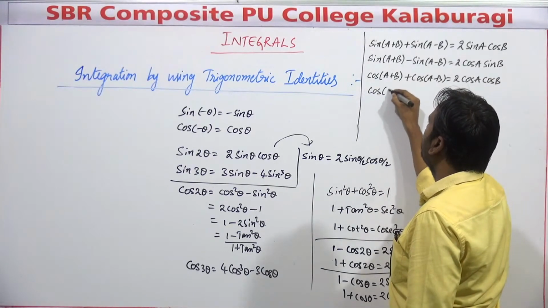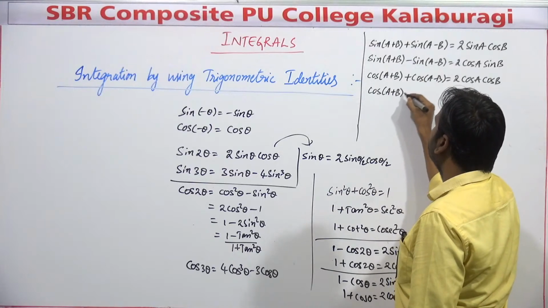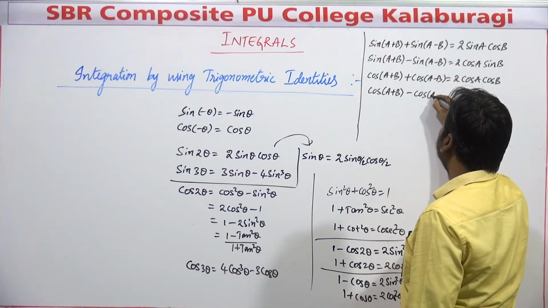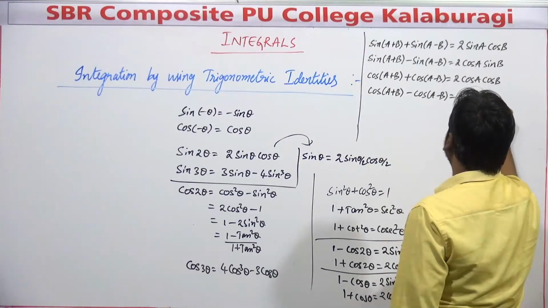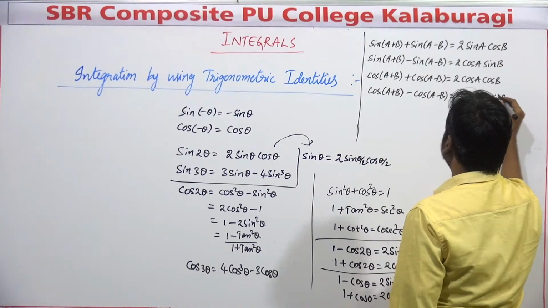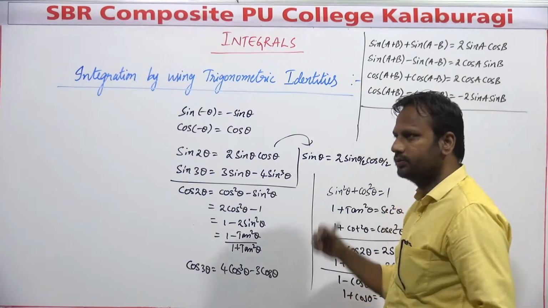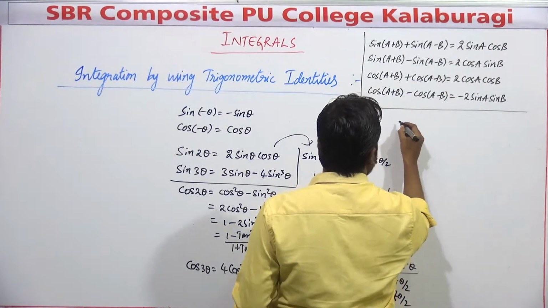Cos of a minus a plus b minus cos of a minus b is what here? Minus 2 sin a sin b, right? And also some other 4 things. What are the other 4 things here?